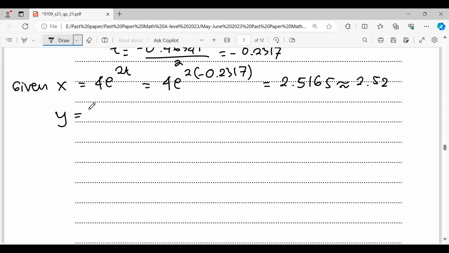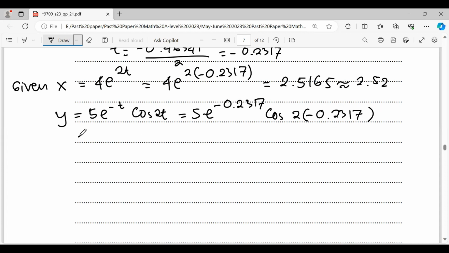Y, given y equals 5e power negative t cosine 2t. So it becomes 5 times e power negative 0.2317 times cosine of 2 times negative 0.2317. With a calculator, it becomes 3.54725, or 3.54 in three significant figures. That means the coordinate point M is (2.52, 3.54).